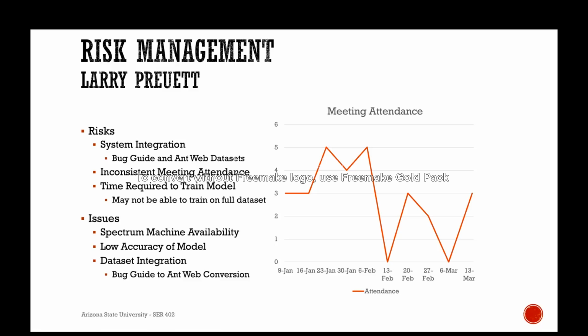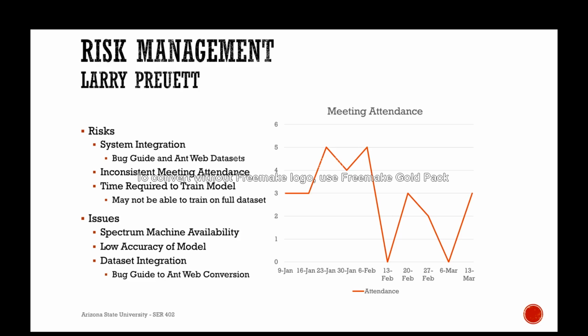My name is Larry Pruitt, and I'm going to go over risk management. Our risks include system integration. This is integrating the bug guide and AntWeb datasets. It is also integrating the website with the server, with the database, and with the model API. Another risk is inconsistent meeting attendance. On the right is a plot of our meeting attendance this semester. As you can see, there are only 2 meetings where we've had full group attendance.